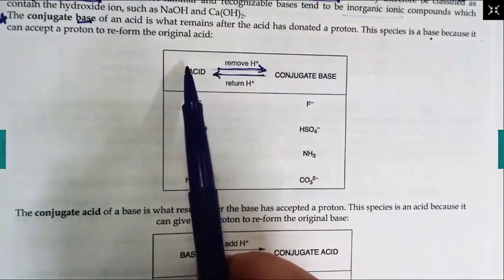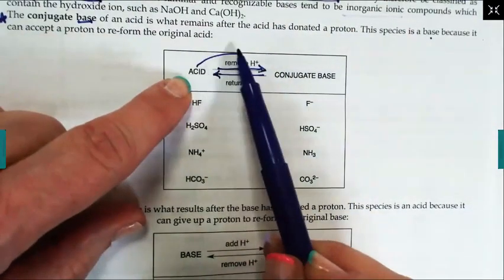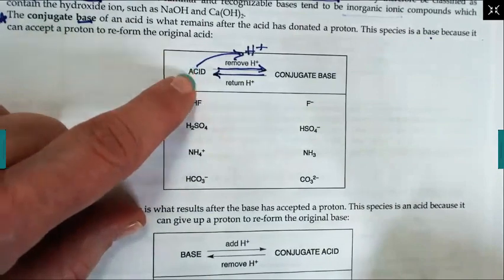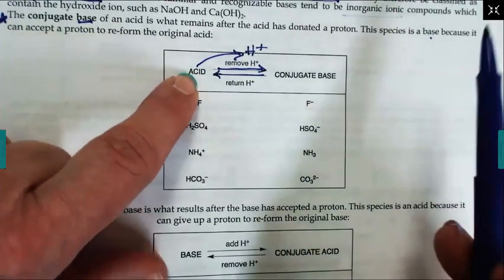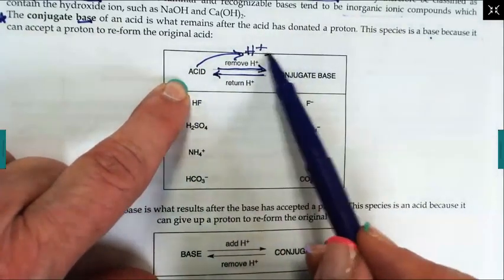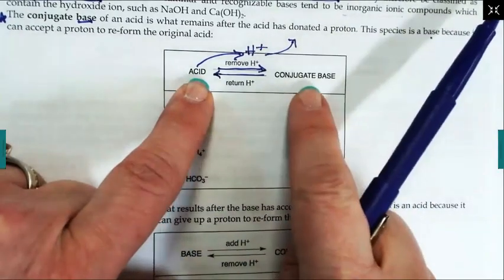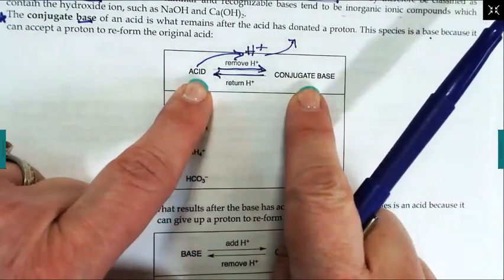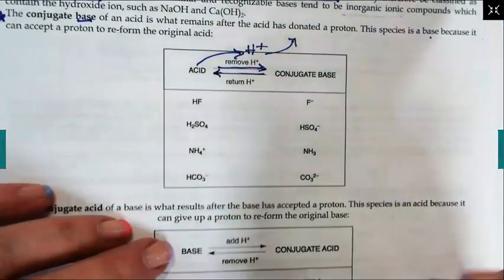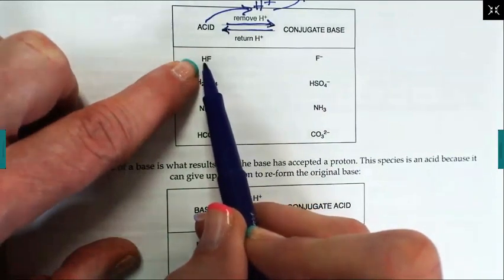So think of it left to right. If moving from left to right, you remove an acid, this is an acid because it's donating that hydrogen. That's what makes it an acid. And once you remove that, that went somewhere, that went to something else, whatever is left is the conjugate base. So it's not the best picture.